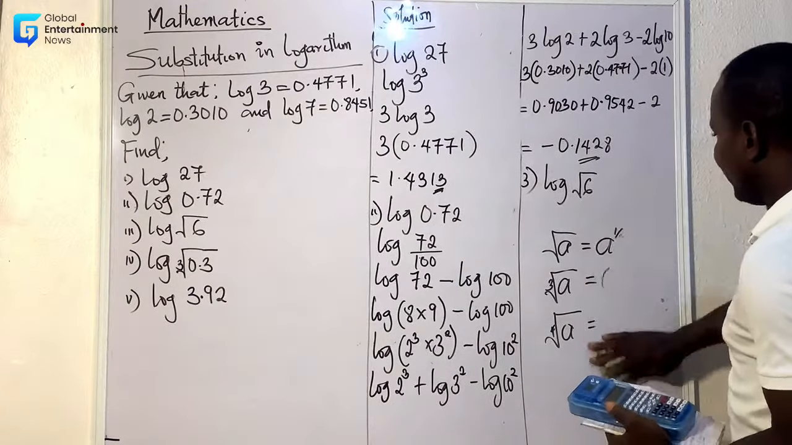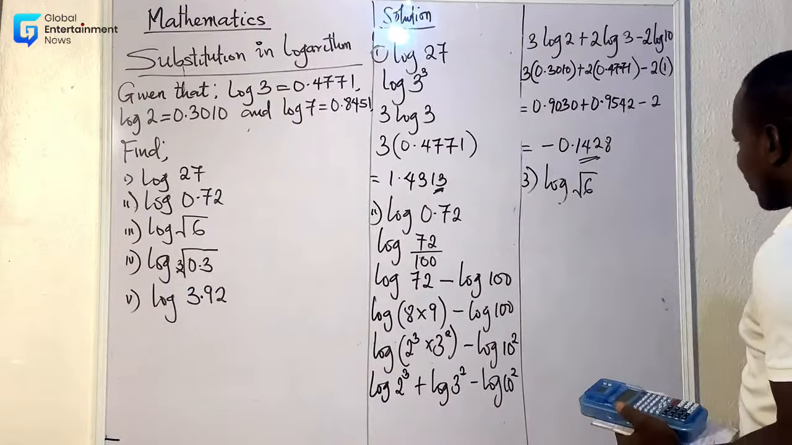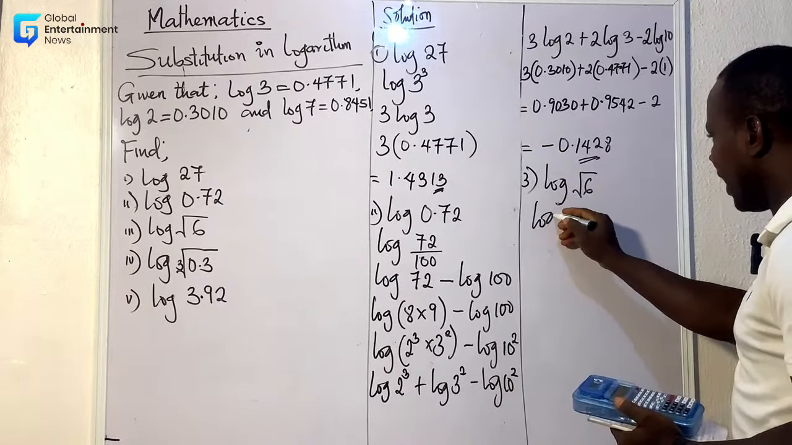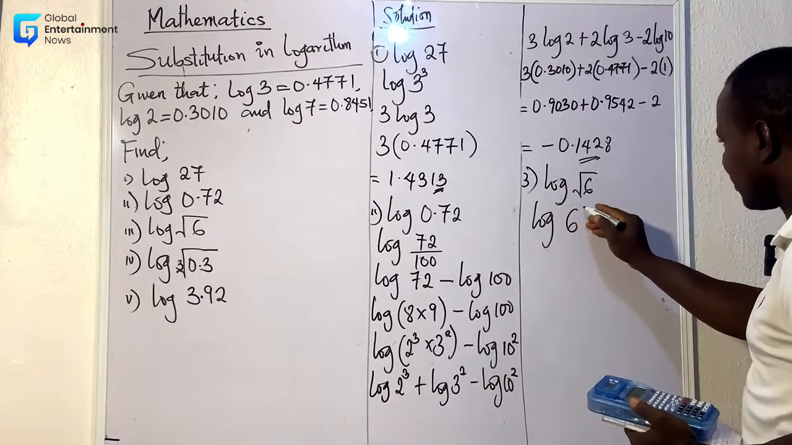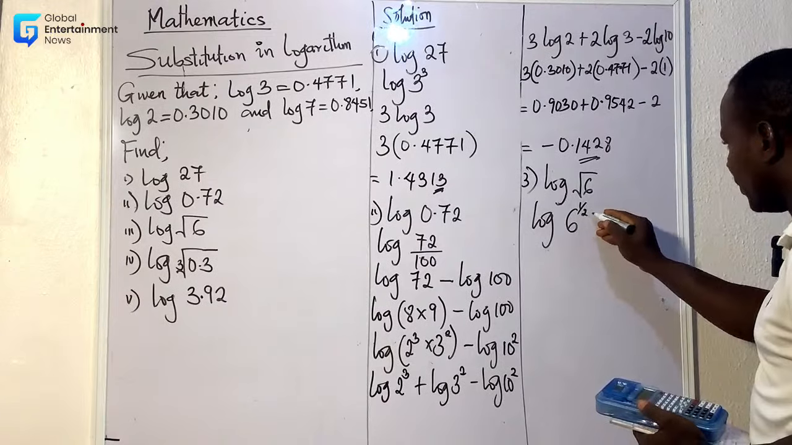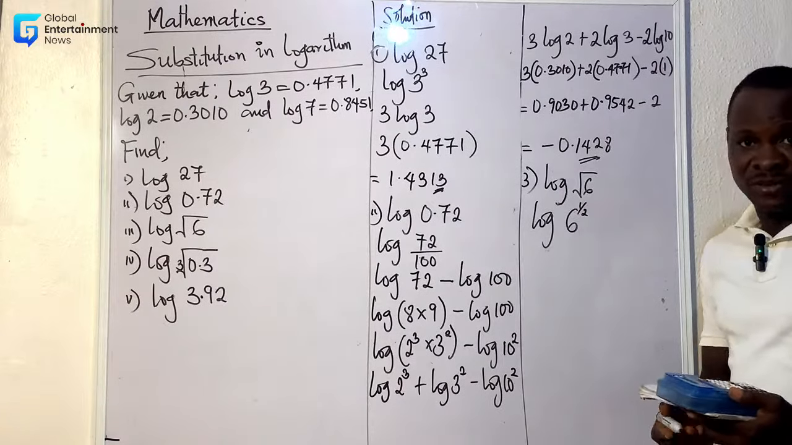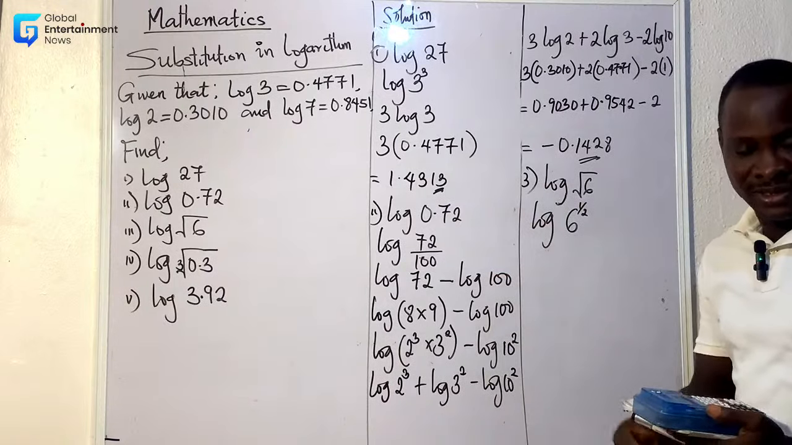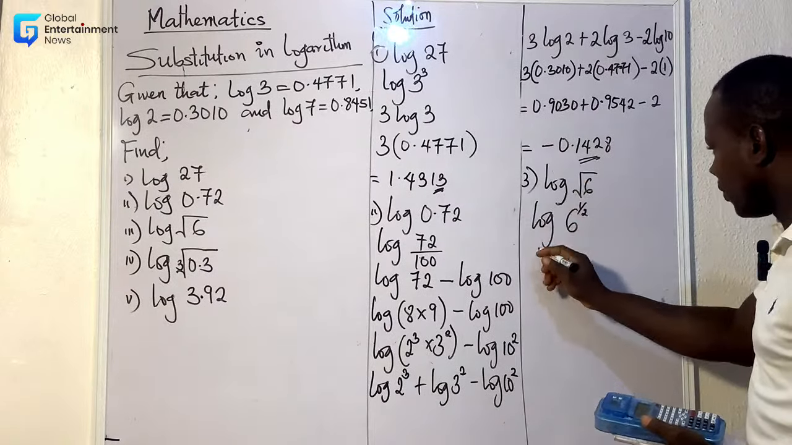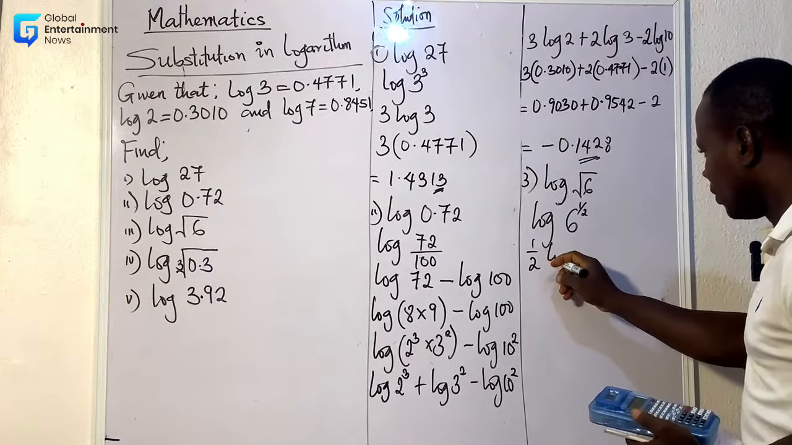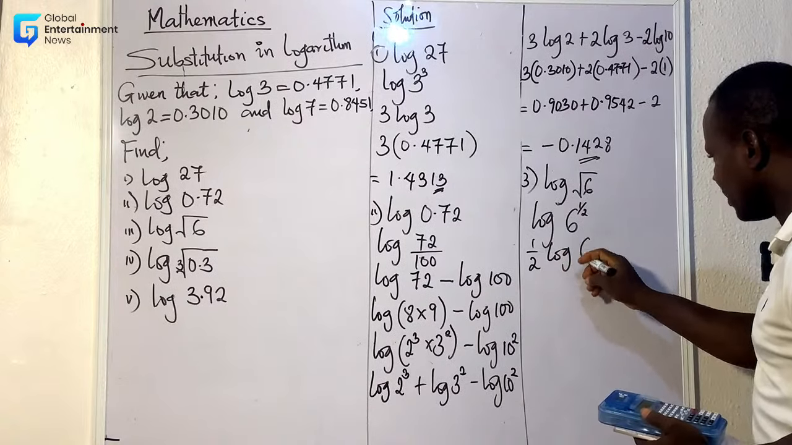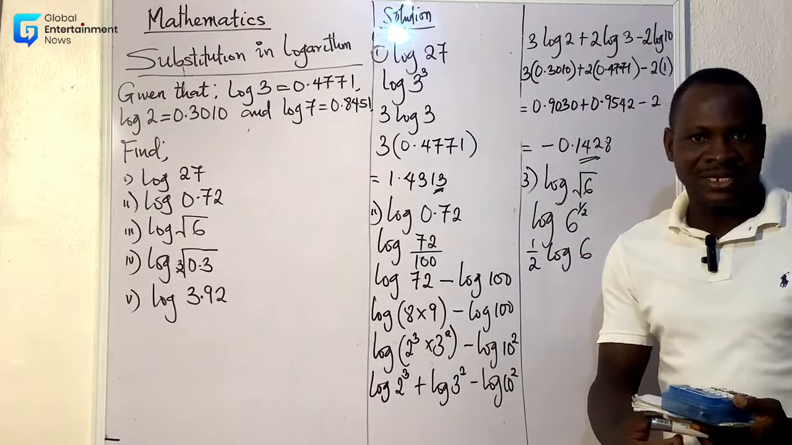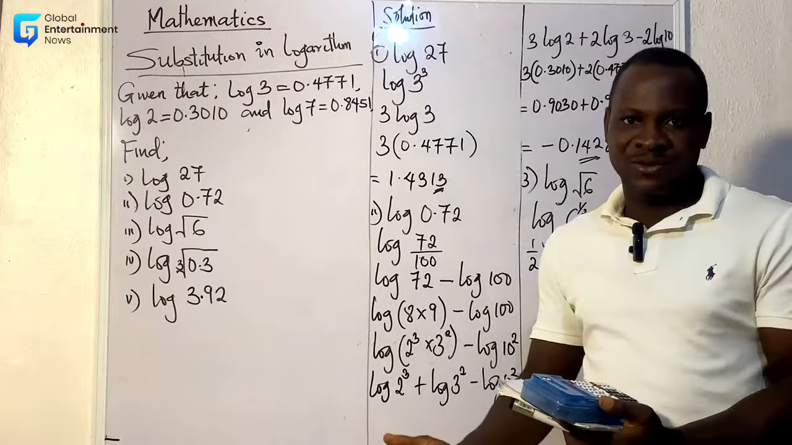Now, what we have here is second root. And when we talk about second root, it means what we have is log 6 raised to power 1 all over 2. And if you could remember, we carry the power to the front. Is that not what we do? So we now say 1 all over 2 log 6. And we break this 6 down. What are the multiples of 6? That is 2 times 3.